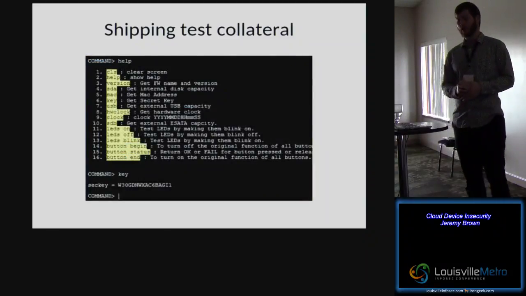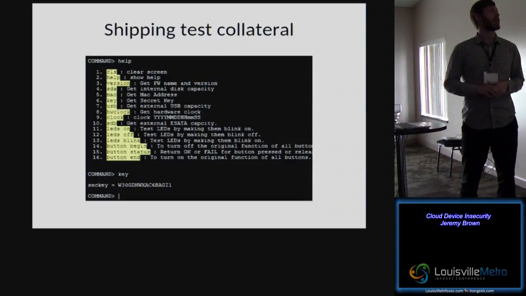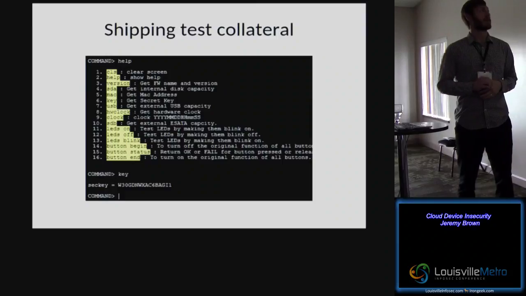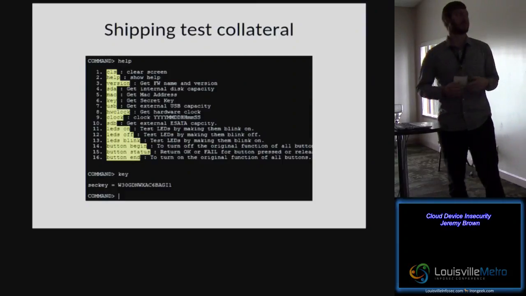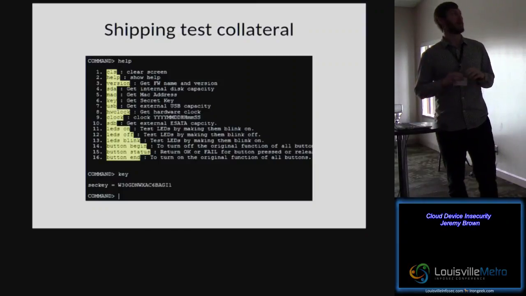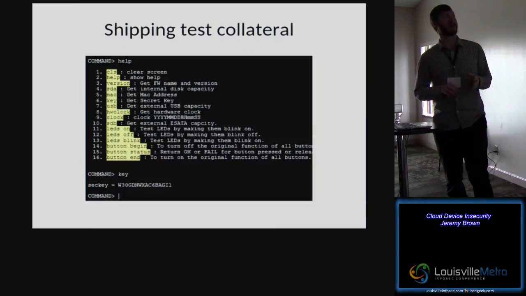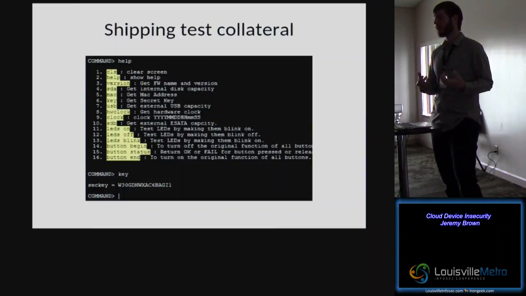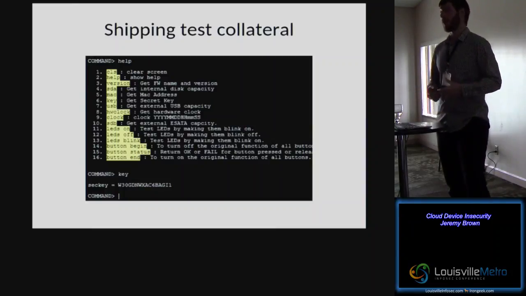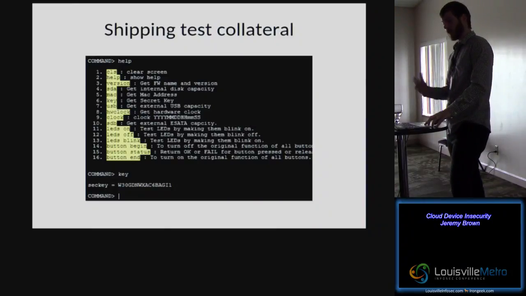Look at the command prompt. If you type help, you get a variety of options. You have things like get the MAC address, turn the LEDs on and off, do stuff with the buttons, clock. Not really worried about all that. I keep looking at key, and key is described as get secret key. That sounds good. I don't know what it does yet, but I definitely want to see that. So we type key, return, secret key equals this.